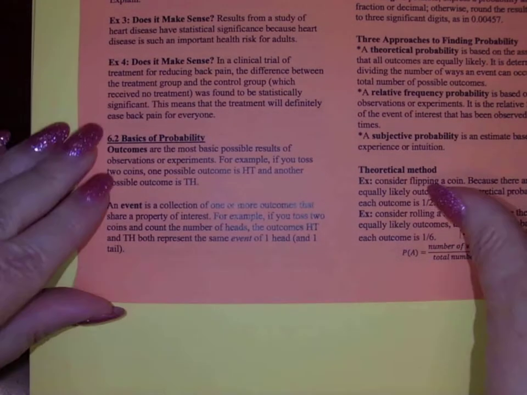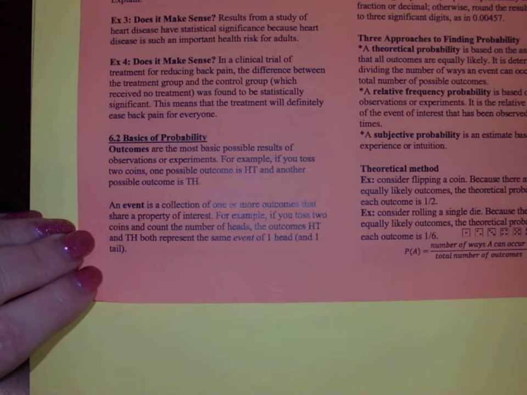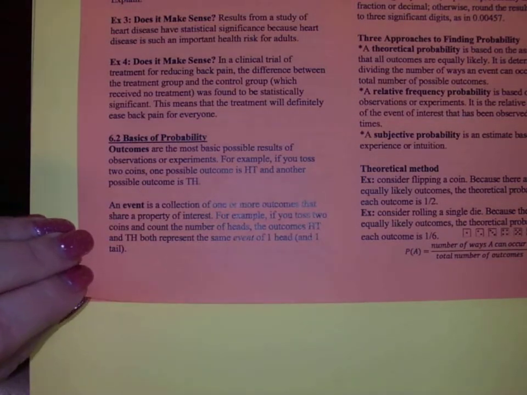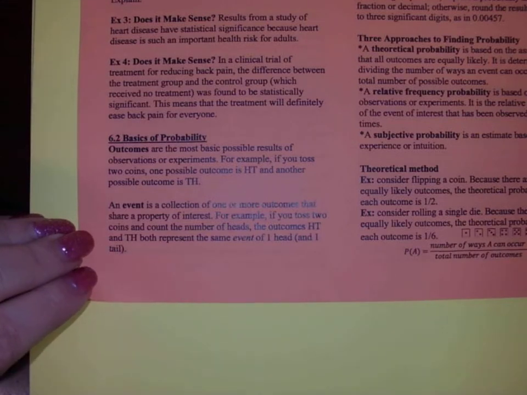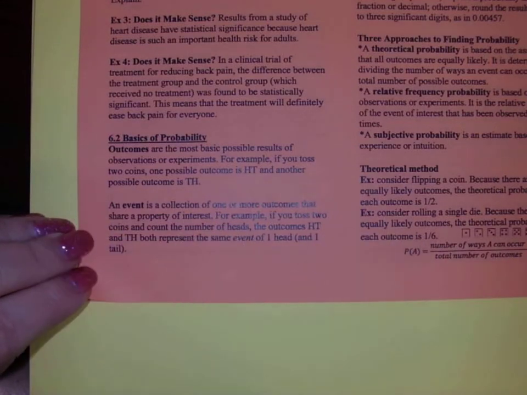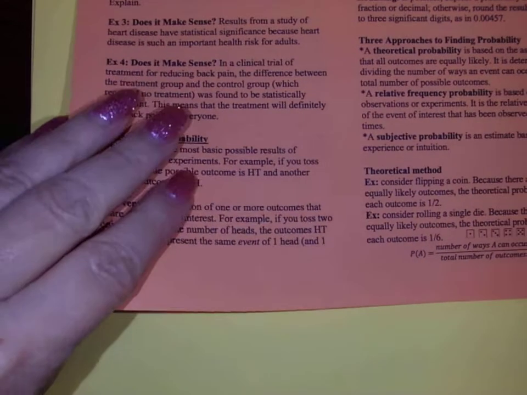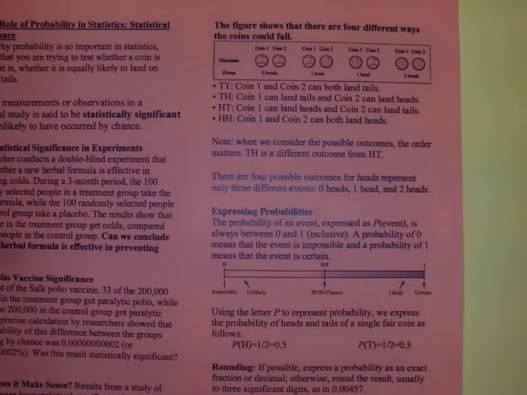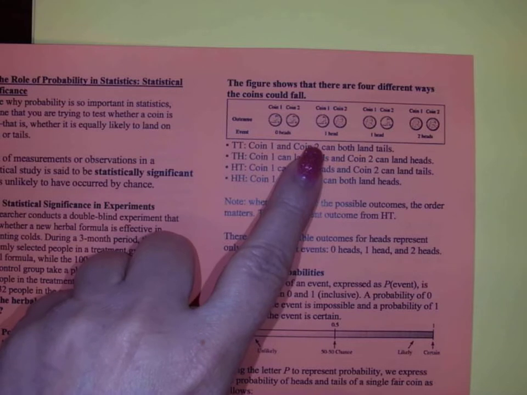All right, so an event is a collection of one or more outcomes that share a property of interest. For example, if you toss two coins and count the number of heads, the outcomes head-tail and tail-head both represent the same event of getting one head and one tail. So they represent the same type of event, but they're actually going to be slightly different because you did one first.